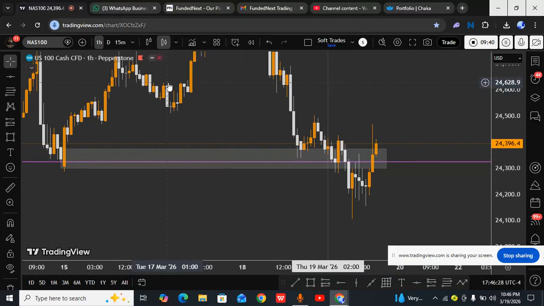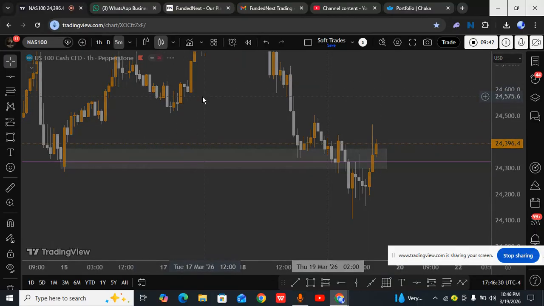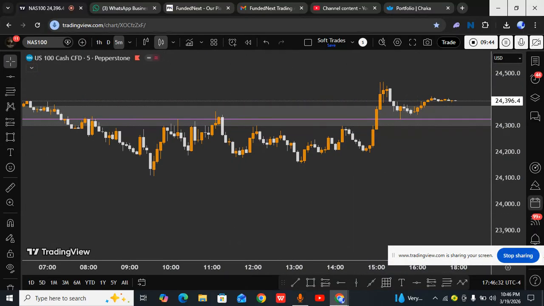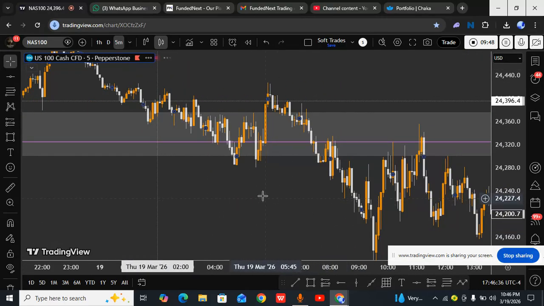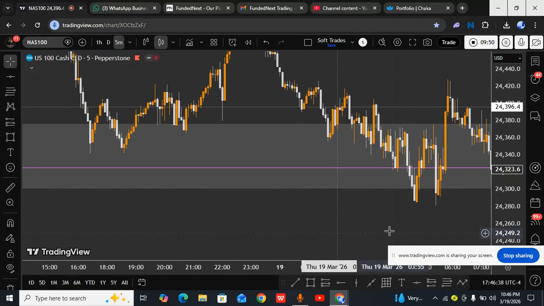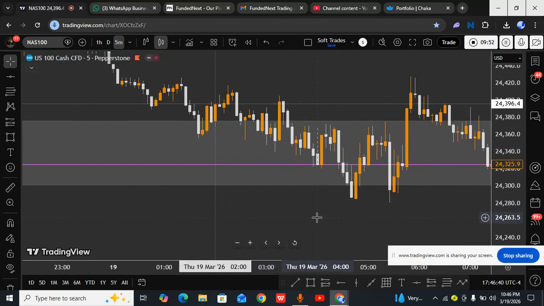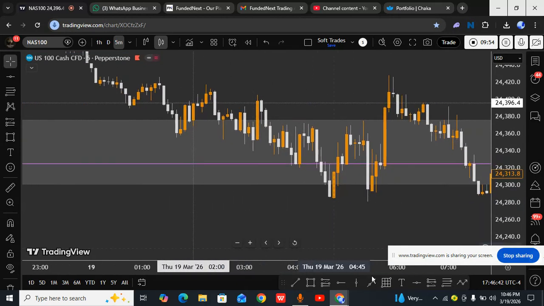Now let's head over to the 5 minute time frame and see what price did on the 5 minutes during the London Q zone that made us enter that trade that we later lost. Now you will see what happened. Right, this was 2 a.m. all the way up to 5 a.m.